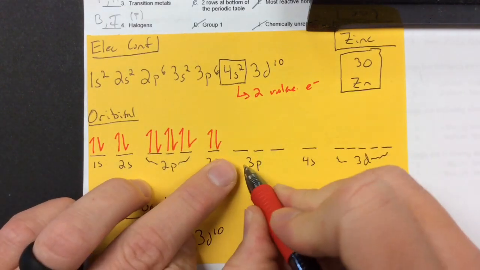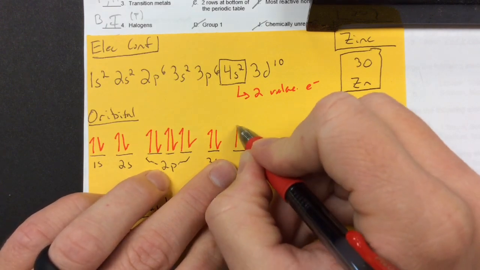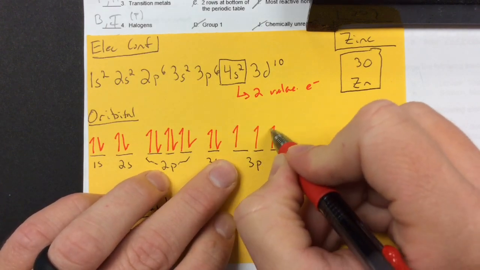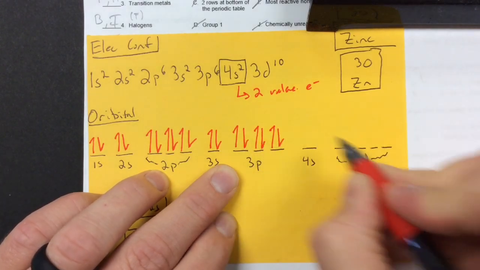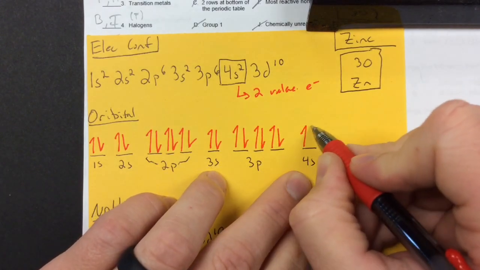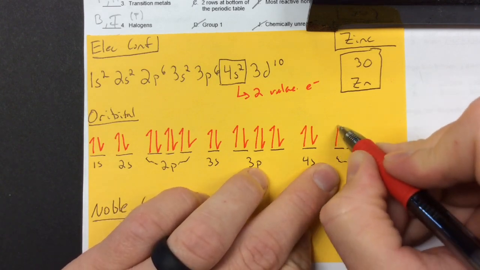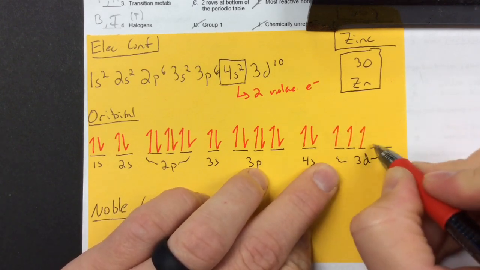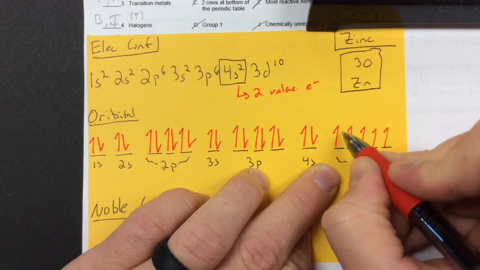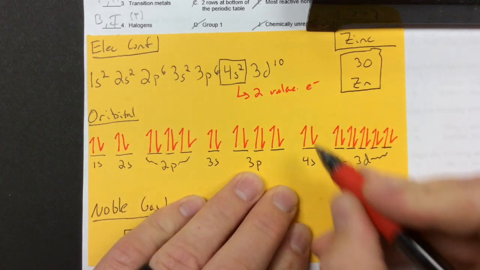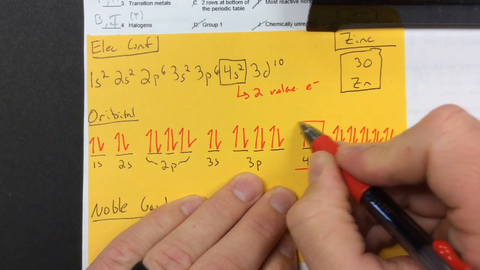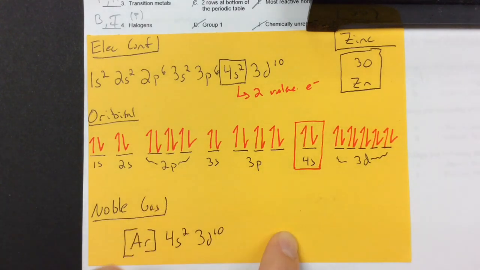3s is going to have 2 valence electrons, followed by 3p. We're going to fill in 1 electron for each room in the 3p shell, and then follow with the second one. Followed by the 4s, followed by the 3d. So each d orbital room gets 1 electron followed by a second one. So looking here, our valence electrons, we would have 2 for zinc.